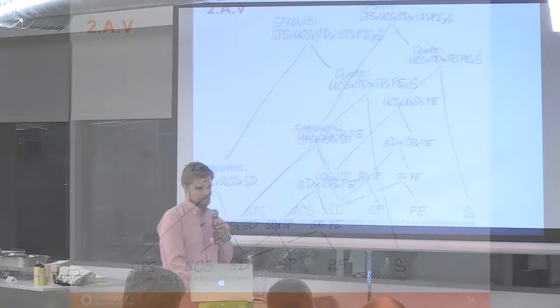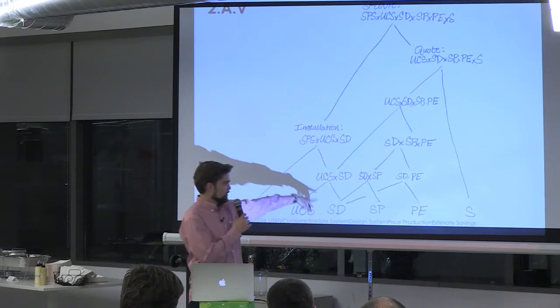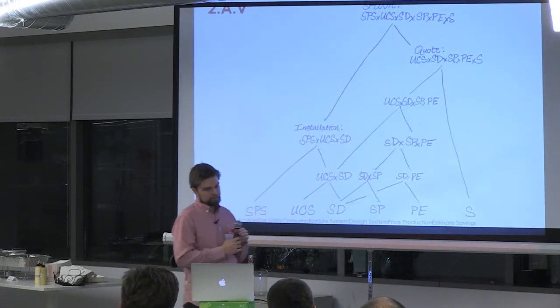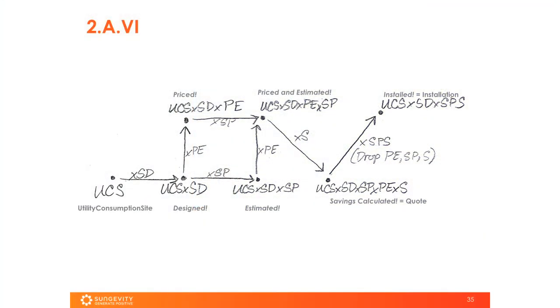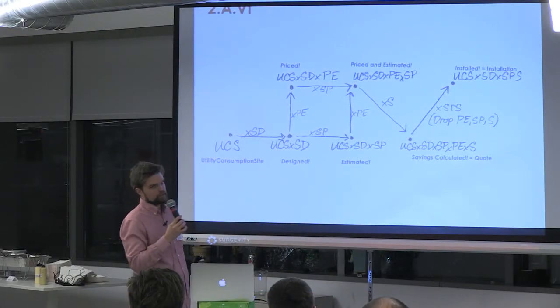Anyway, another way of fully labeling this graph as products is like this. And to emphasize, these are the real world sets, right? The set of all possible utility consumption sites and the set of all possible system designs is a domain. So we can also imagine it as a state machine where we're trying to move through these states. And as you can see, we have some options, right? And this shows that there's an opportunity for parallelism in at least some of these operations.